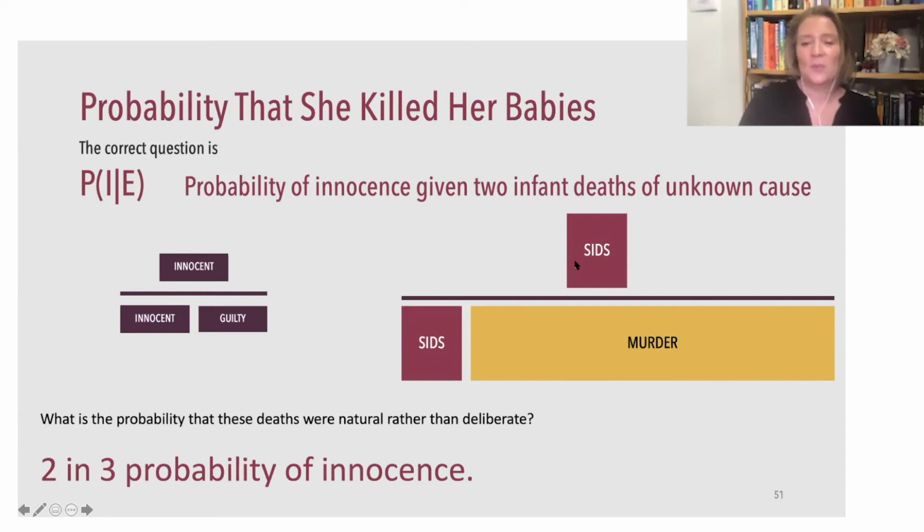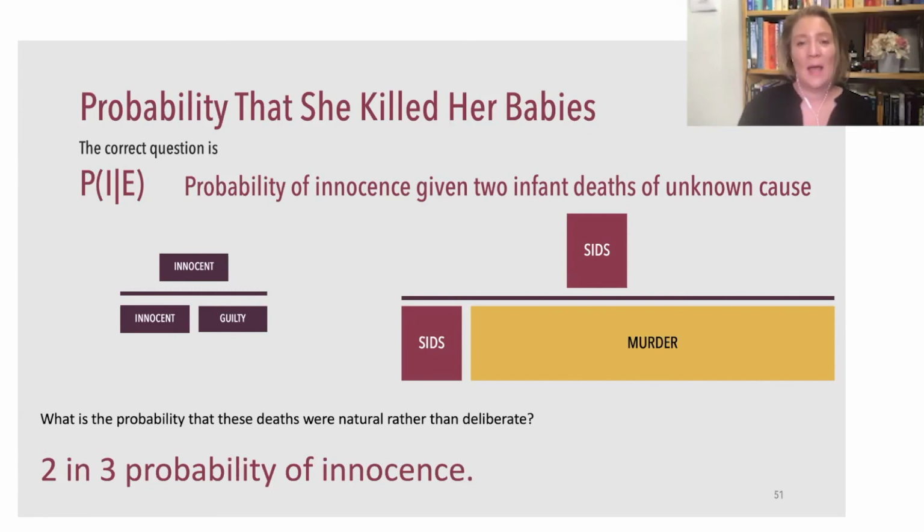And here we use the bars differently. The probability of her innocence is SIDS, divided by the combination of the probability that those deaths were SIDS plus murder. What is the probability of that? It's 2 in 3. So the probability of Sally Clark's innocence given two deaths of an unknown cause is 2 in 3, not 1 in 73 million.